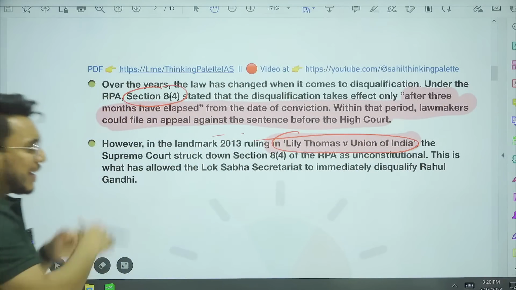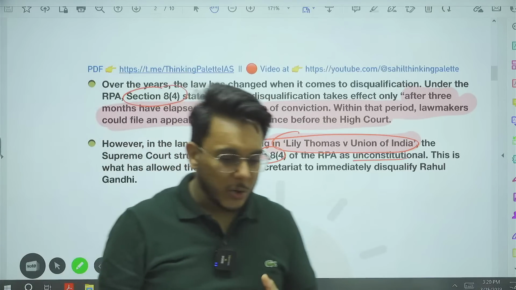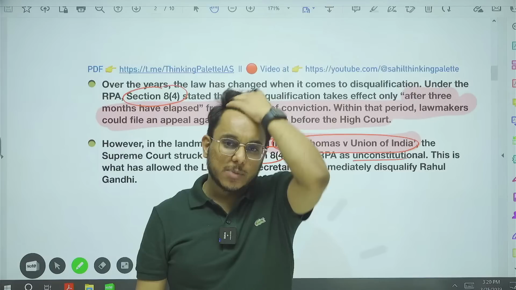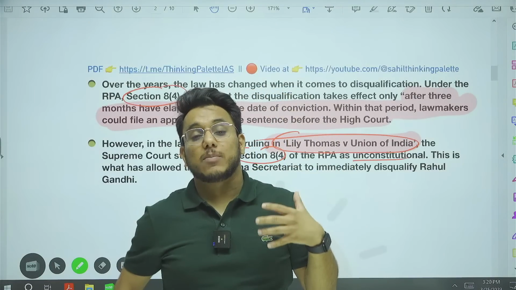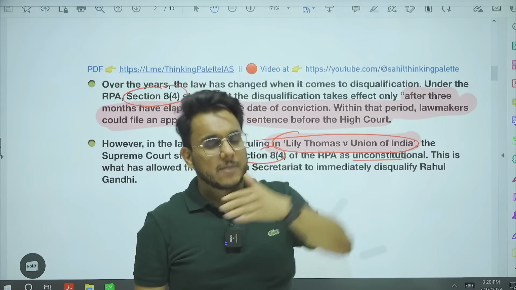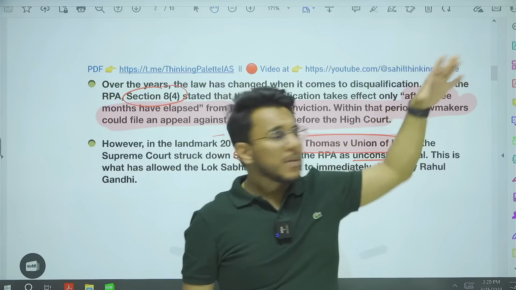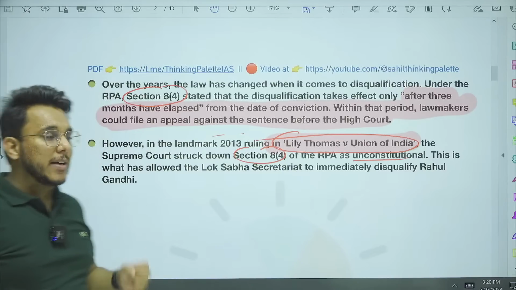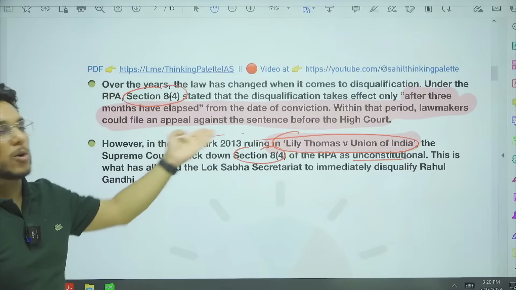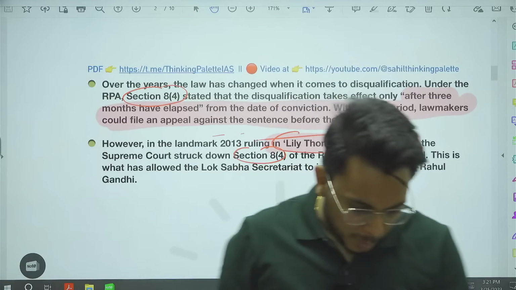It has been said that section 8 subclause 4 is actually unconstitutional. It will promote more criminalization of politics, because we know how slow the judicial system is in our country. A person convicted of a crime will appeal within 3 months in some other court, then that case will go on, then he might appeal in another court. So basically it provides an immunity. This section 8 subclause 4 got removed after the Lily Thomas versus Union of India 2013 judgment, so this provision will not be able to provide any protection.